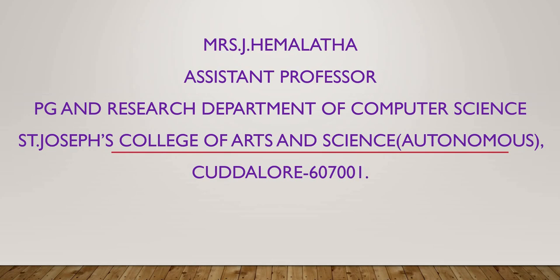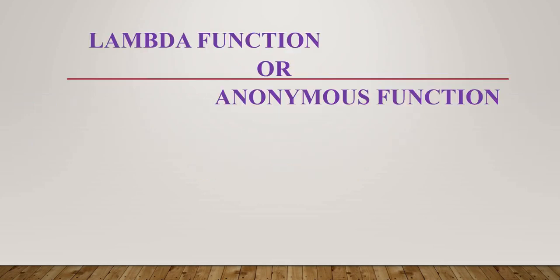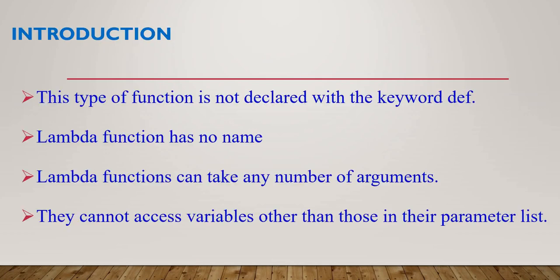In this video, I am going to explain the concept of lambda function or anonymous function. Lambda function is also called anonymous function in Python. Introduction about lambda function: a lambda function is not declared with the keyword def. Usually in Python, user-defined functions are created with the keyword def, but a lambda function is not. A lambda function has no name. That's why this type of function is called an anonymous function. Lambda functions are created without a name.